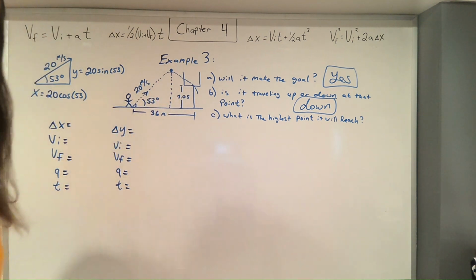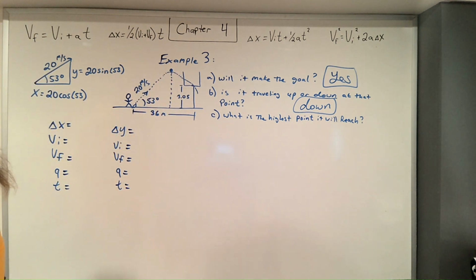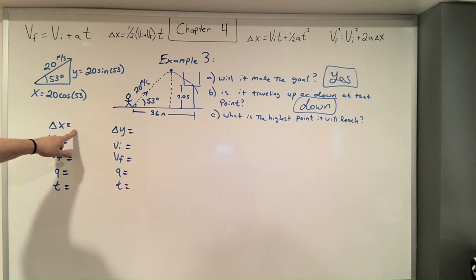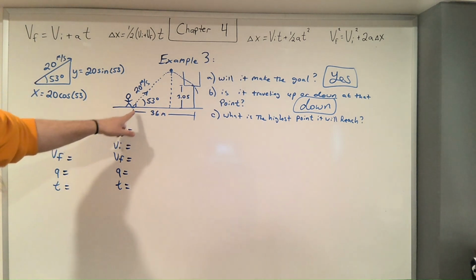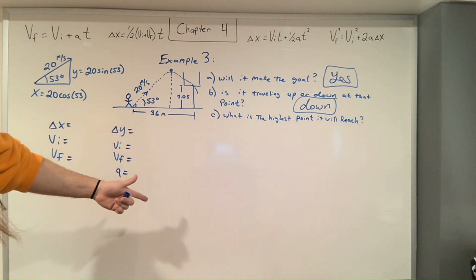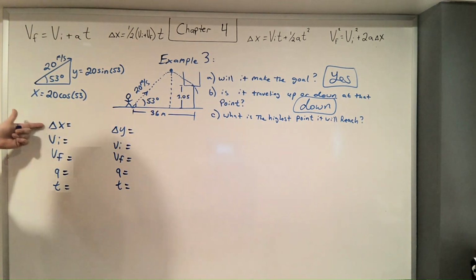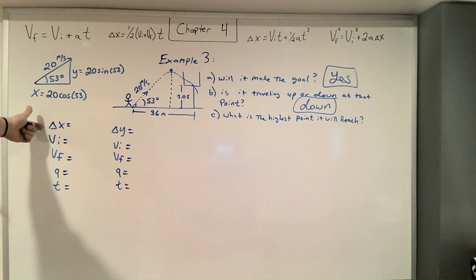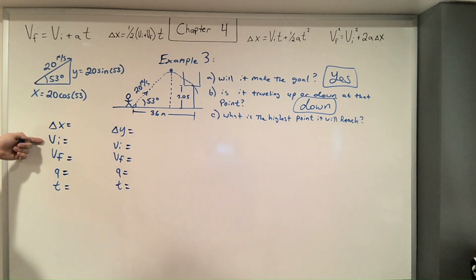That's its highest point. Okay. What's the delta x on that at its highest point? Well, I have no idea, right? It didn't tell me any of that. I don't know. How about its initial velocity in the x direction at its highest point?